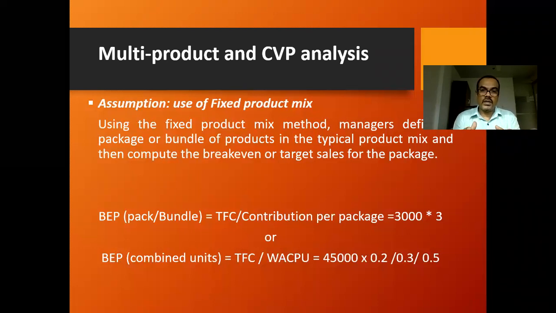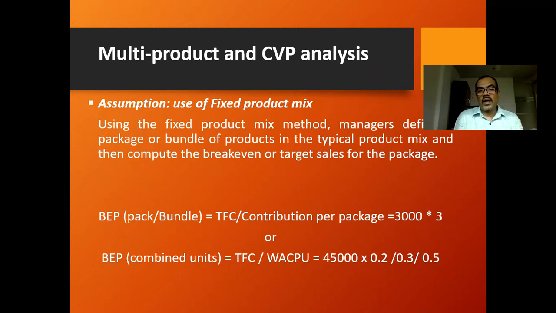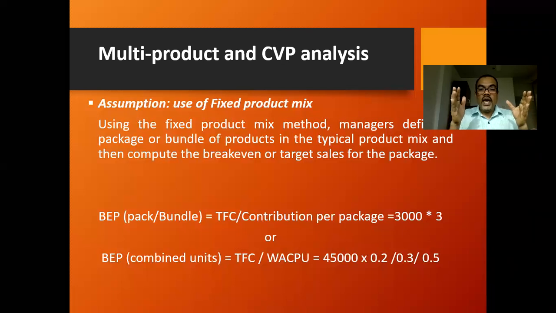What is this additional assumption? In the case of multi-product, we assume that the product mix or the sales mix is constant within the relevant range. Even if you have 25 products, if you sell 25 units of product 1 and 50 units of product 2, then we assume that this particular proportion is maintained throughout the relevant range. In other words, we use the concept called product mix. We have a mix, and this particular mix is maintained constantly within the relevant range.